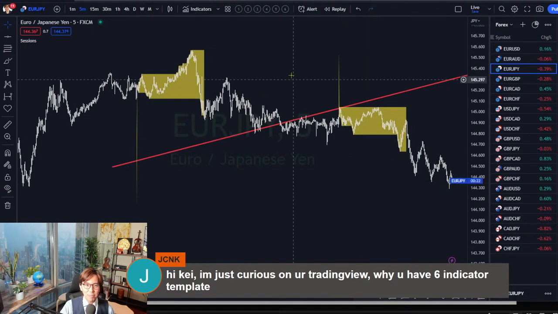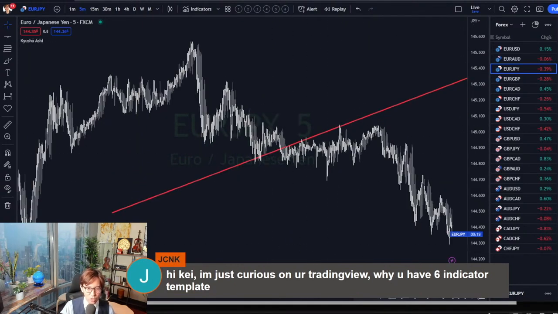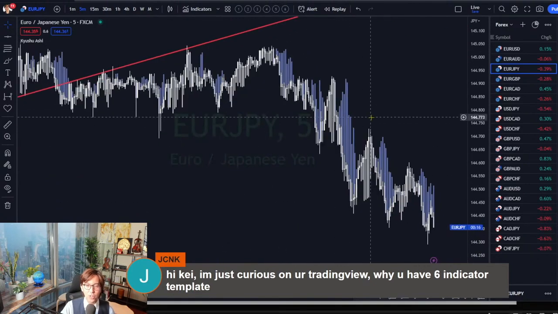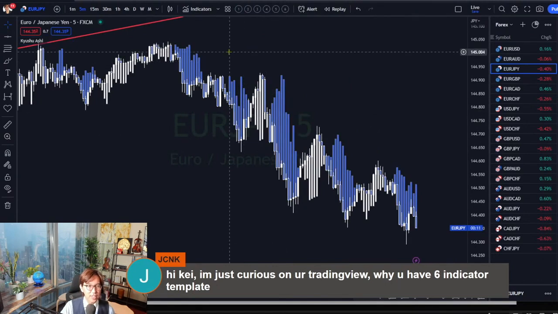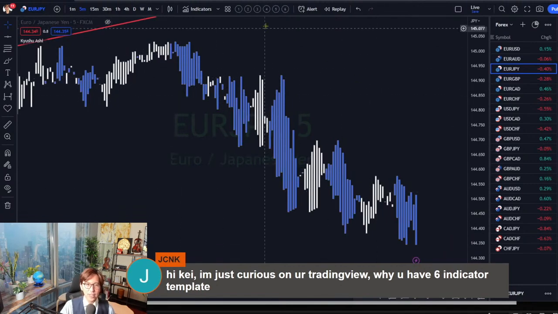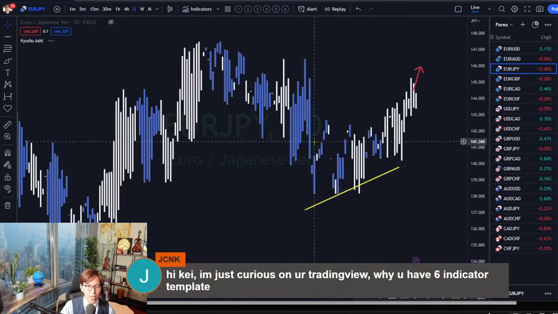And then number 5 is the Kumo Ashi. Kumo Ashi is actually one of the Ichimoku strategies, the original Ichimoku strategies, not mine, that Goichi Hosoda created. And Kumo Ashi is one of the ways to capture the market trends and market reversals.